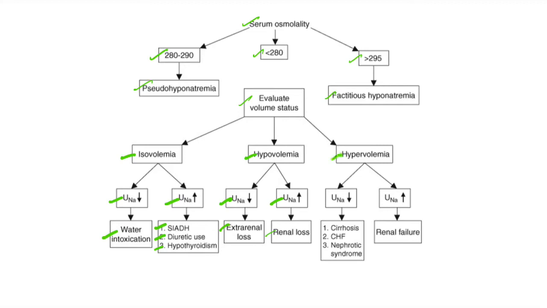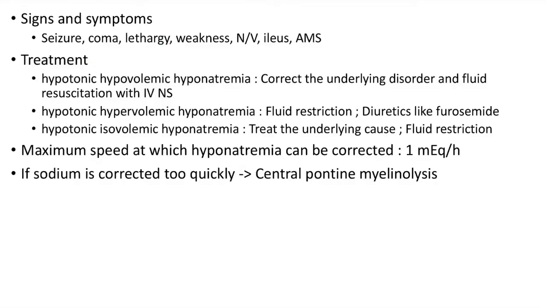In hypervolemia, if the urinary sodium is low, it is due to cirrhosis, congestive heart failure, or nephrotic syndrome. If the urinary sodium is high, hyponatremia is due to renal failure. Now let us see about the treatment of hyponatremia.